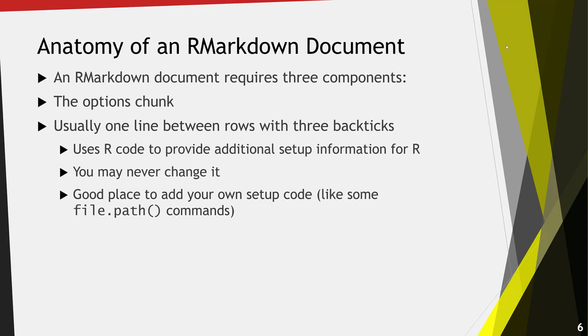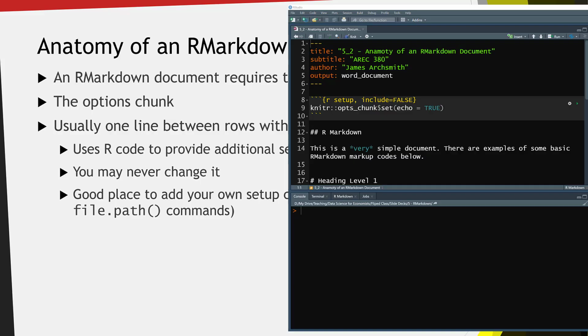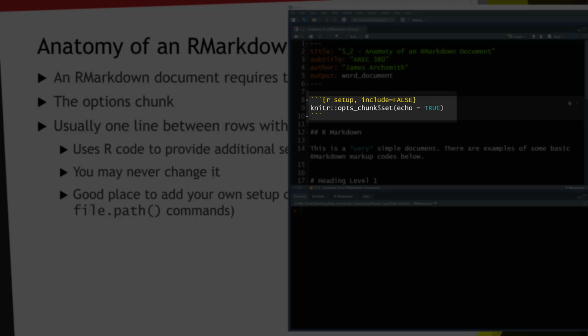The next component in that file is the options chunk. This is usually one line between some rows of backticks. There'll be 3 backticks in a row. This uses R code to provide additional setup information to R. The stuff that's there right now, you probably never want to change, but it's also a good place to add your own setup code. For example, if you wanted to include the file path command there to point to your personal directory, this is a good place to put it in your document because it's at the top and it doesn't show up in your document.